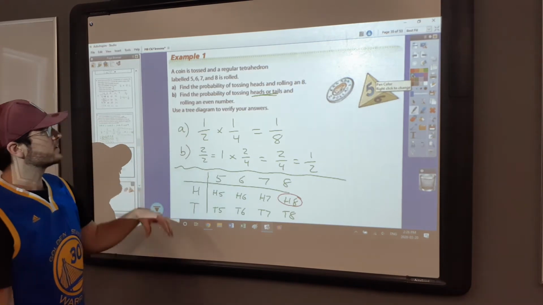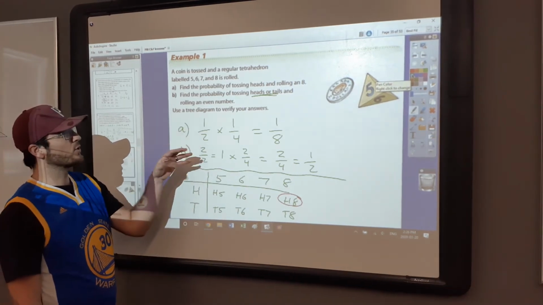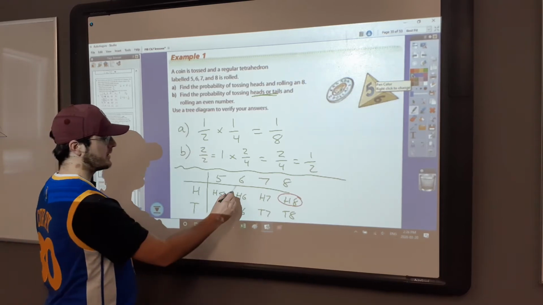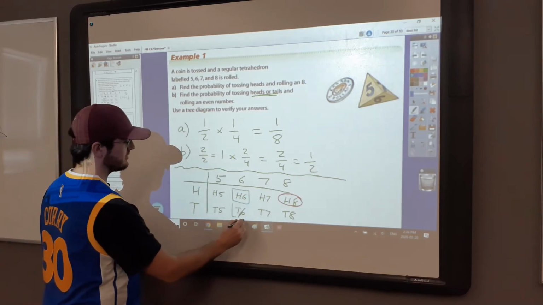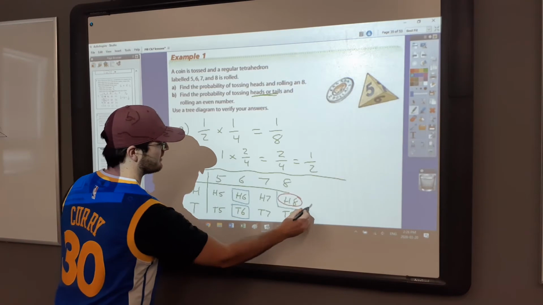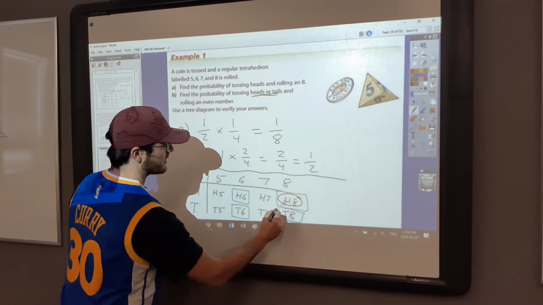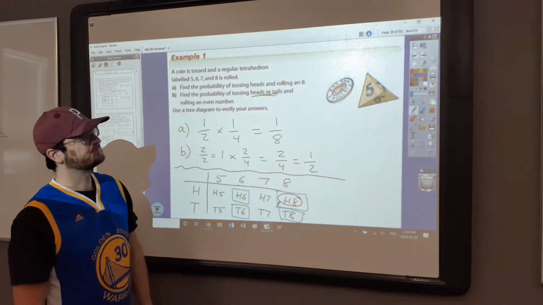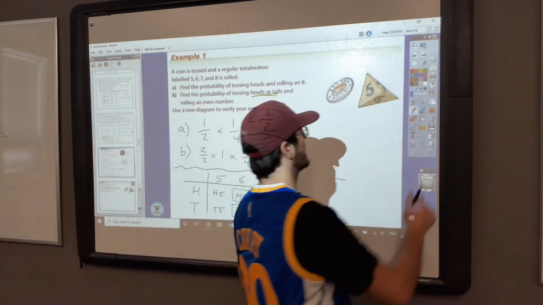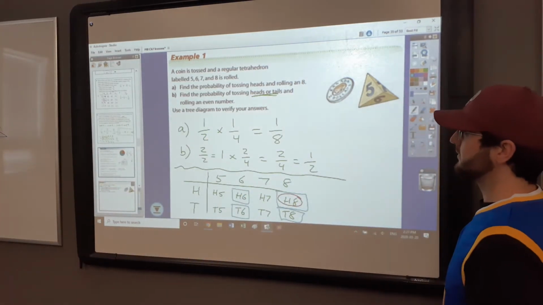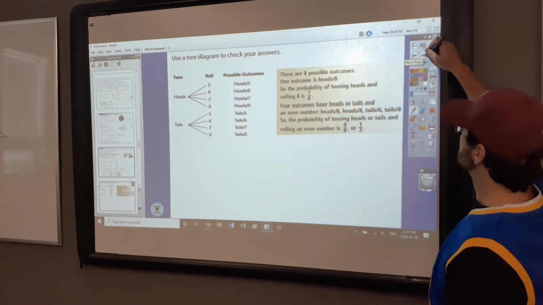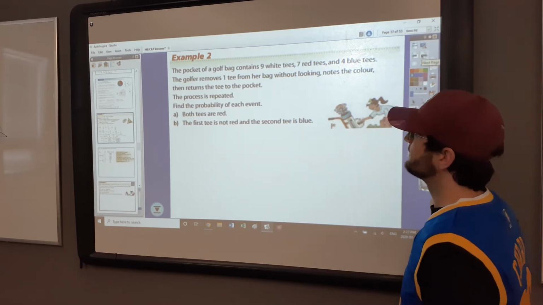If I was doing the second one, what's the probability of tossing heads or tails? It doesn't really matter. All we're looking for is an even number. Well, this one has heads or tails and an even number. This one has heads or tails and an even. This one too. So that's 4 out of 8, which is, in lowest terms, 1 out of 2. So that rule is backed up by actually working through it. You can check in your book and see that these answers make sense as well.